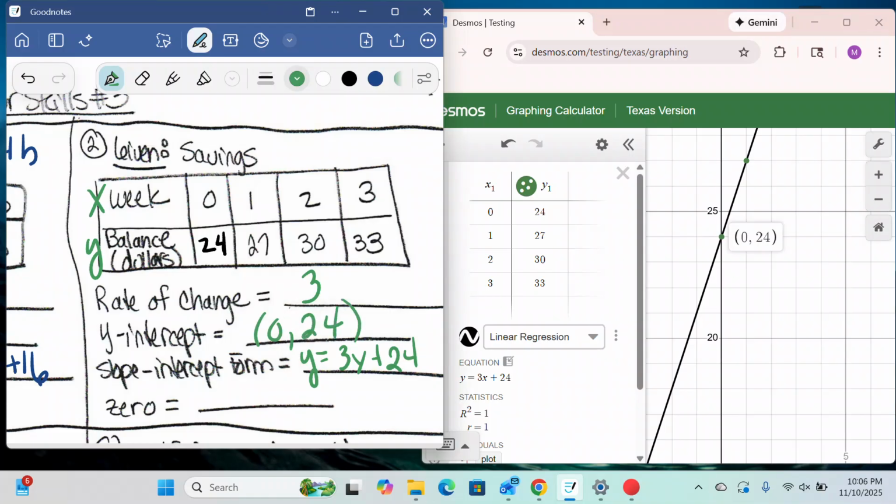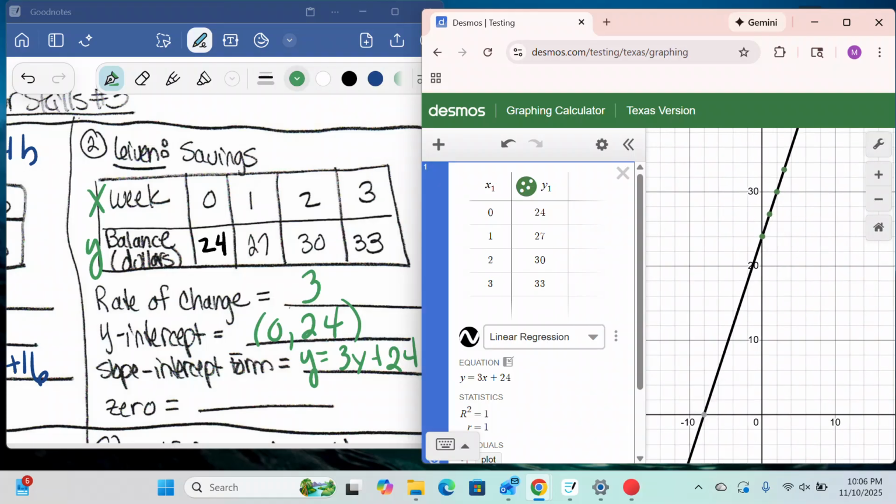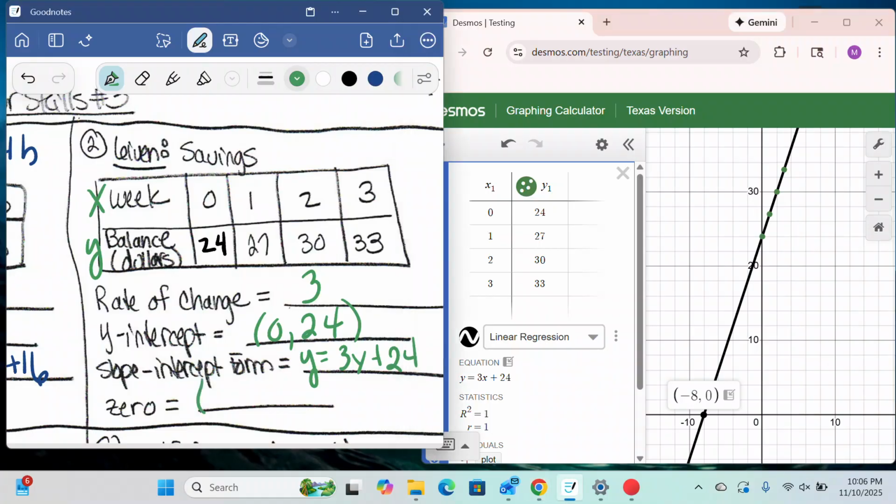And then, of course, I'm going to find out where it crosses the x-axis. I'm going to click on the x-axis, and it is (negative 8, 0). And, of course, I can write negative 8, because negative 8 is my zero. (Negative 8, 0) is my x-intercept. So that is how easy it is to find the answers to the problems with Desmos.